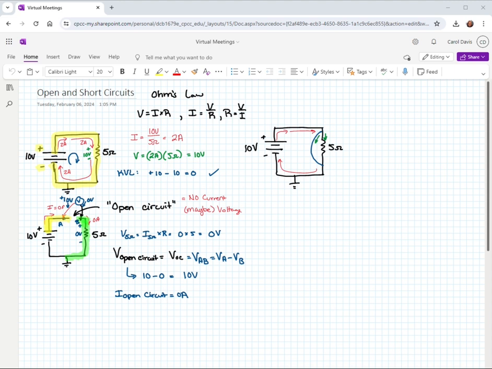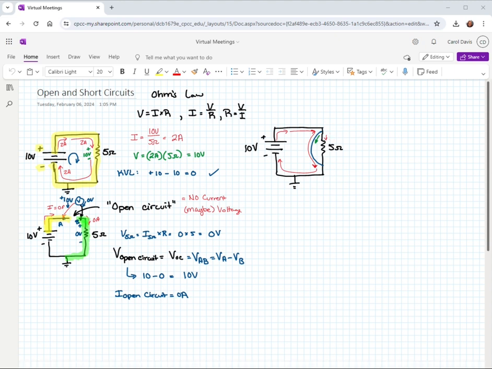We could have some current going through the short circuit. However, current is always going to take the path of least resistance. And when you have a path that has no resistance, all of the current is going to go that way. So when you give current a chance to escape any of the resistance, the current will go all the way around and none of the current will go through the 5 ohm resistor. So right here we would have 0 amps through the 5 ohm resistor.